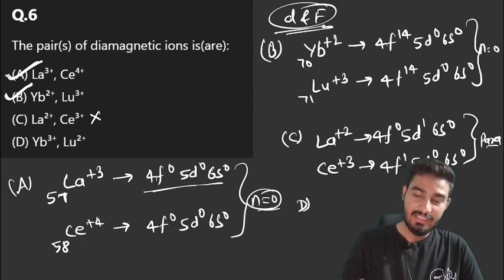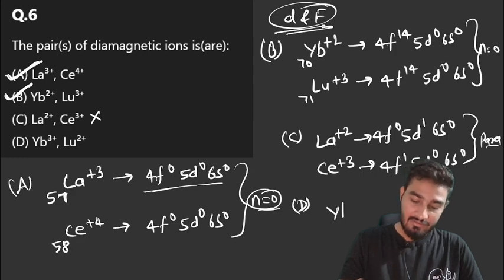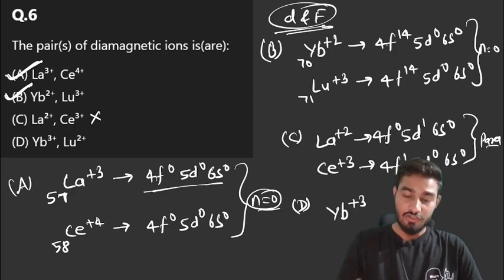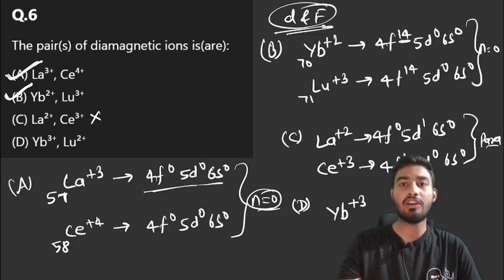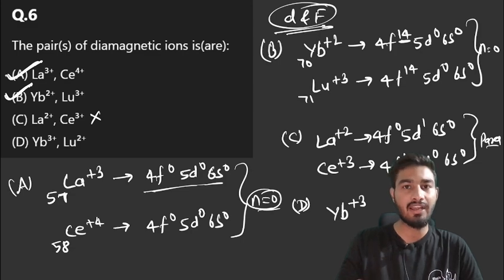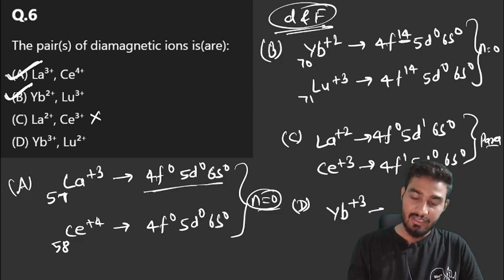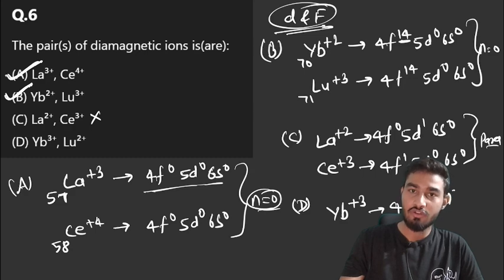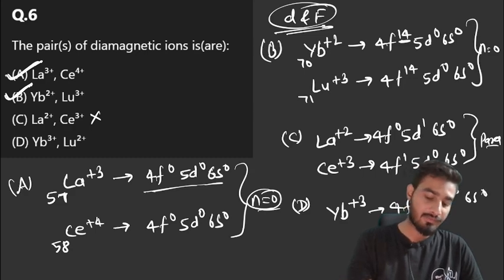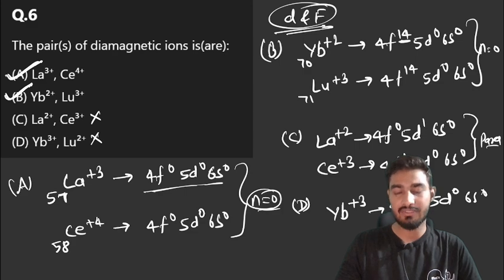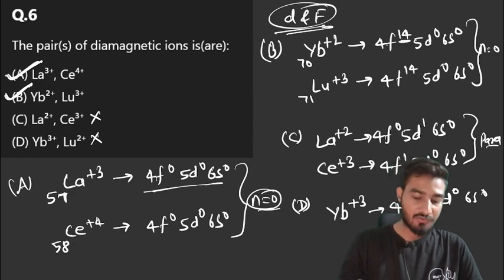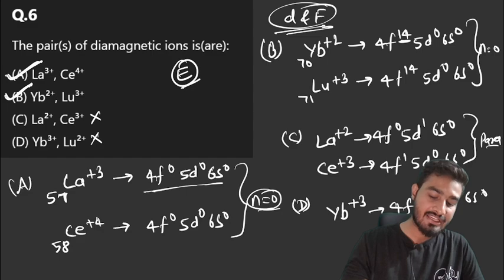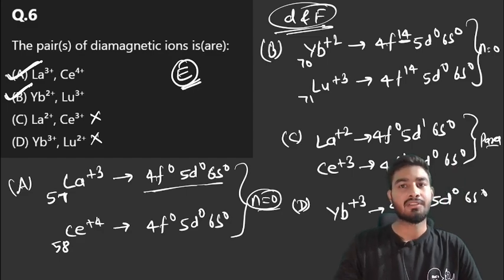Option D we will check. In the plus 3 state there is 4f14. If one more electron is removed, then 4f13 will be left, so one unpaired electron will be there. That means it is also paramagnetic, and not correct. So A and B are the answers. Same way you can check Lu3+. No problem, this question is very easy, a direct question.